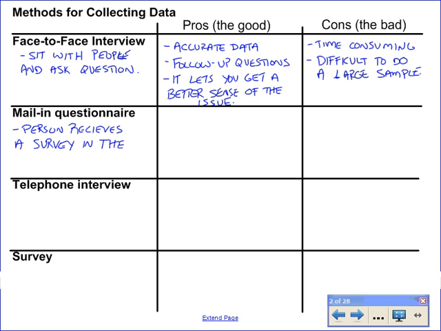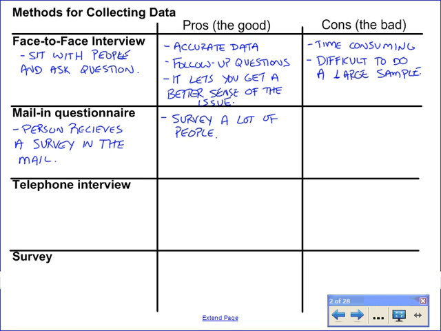All right, so you get a survey. You go to the mailbox. Inside the mailbox is a survey. So what are the pros? You can survey a lot of people because you can just jam them in the mailbox and they go out.